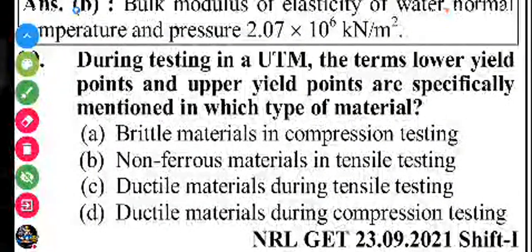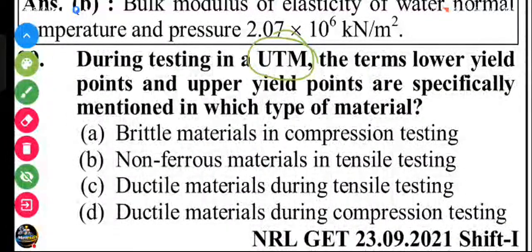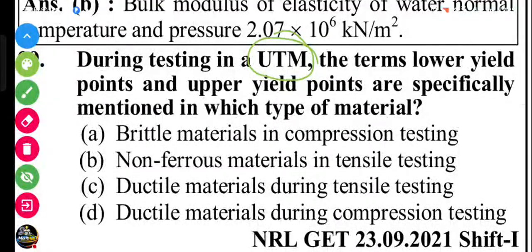During the testing in UTM, what is the full form of UTM? Please comment in the chat box. The terms lower yield point and upper yield point are specially mentioned for which type of material? For ductile material under tension, during tensile testing.